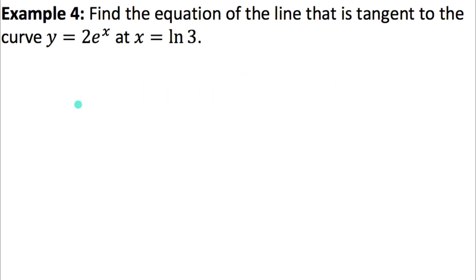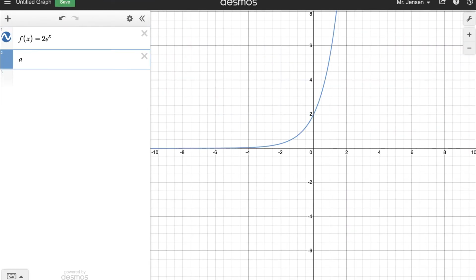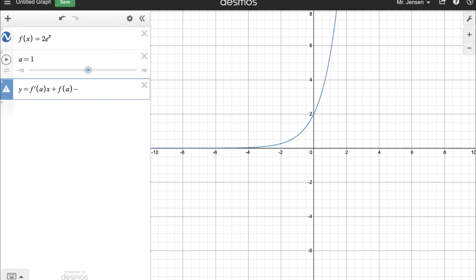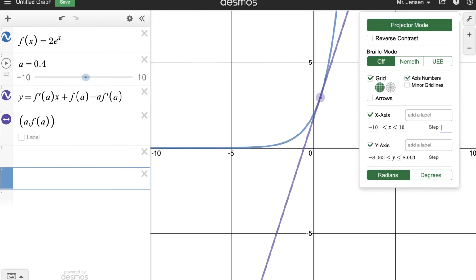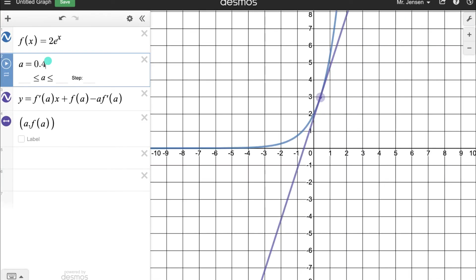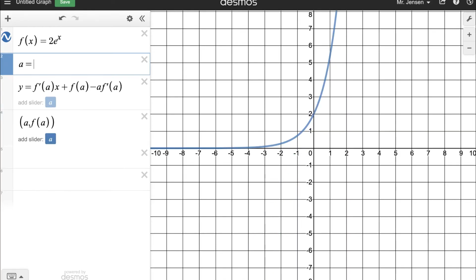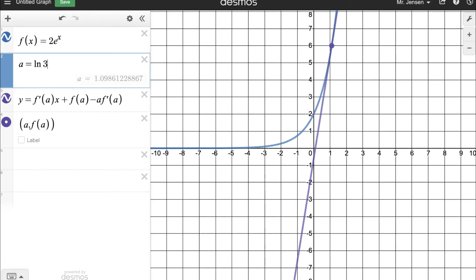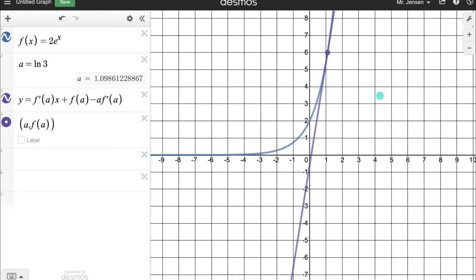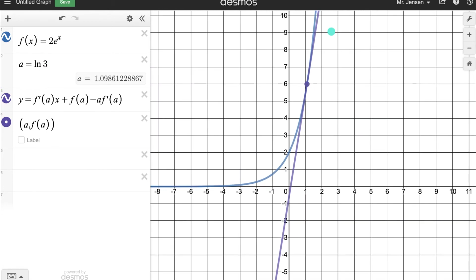Example 4 says, find the equation of the line that is tangent to the curve y equals 2 times e to the x at x equals ln 3. So let me just show you in Desmos what we want. Okay, so I have the curve 2 times e to the x drawn. And what I want to do is find the equation of the tangent line that touches that curve at the point where x equals ln 3. So I want the equation of this purple tangent line that you see here.